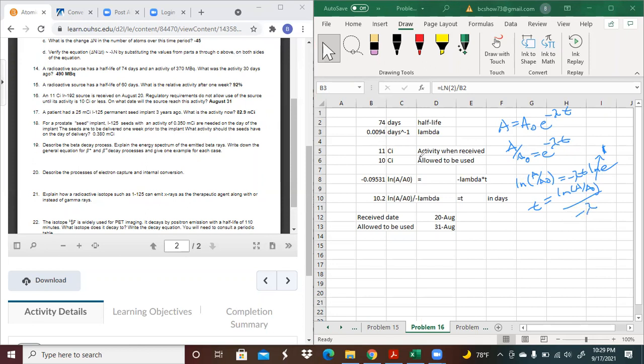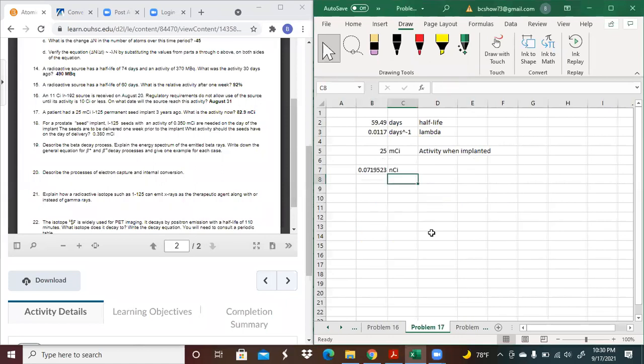I know what lambda is. I know what this ratio is, which is going to be 10 divided by 11. So what I should end up with here is a natural log of 10 divided by 11. The units will cancel out, minus 0.0094 days to the minus 1. When you compute that, you come up with 10.2 days. We're going to round that up and call that 11 days. So basically what that means is we go from August 20th to August the 31st. That's when it's allowed to be used.